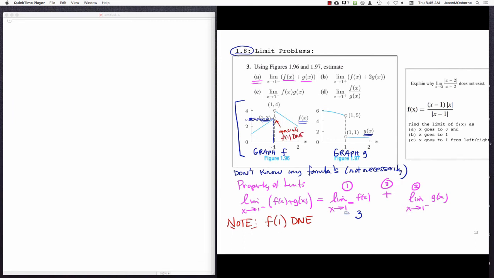Okay? And yet the limit still did exist. The limit, as we got closer and closer to 1, the function was getting closer and closer to 3. Okay? So now we need to go to the other graph. We've answered step 1. Let's go to step 2.